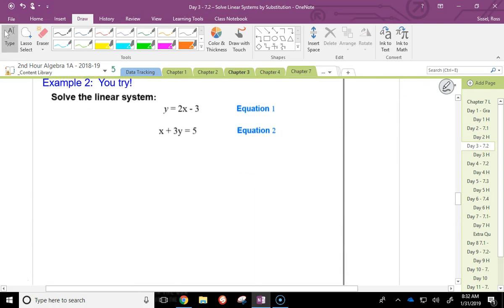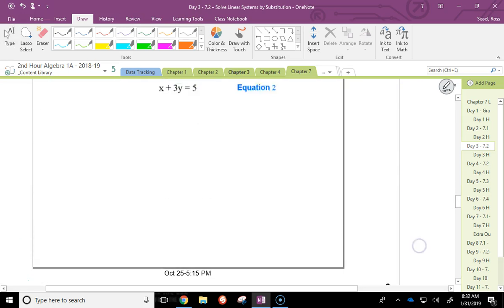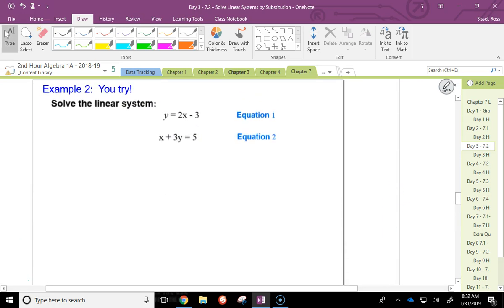So, example 2, I think we have a couple. I want you to go ahead and try doing this one. Go ahead, I'm going to walk around, I'm going to pause my video, I'm going to see you guys working on this one. Can you solve it? I'm just going to help you make sure everyone's started correct though.